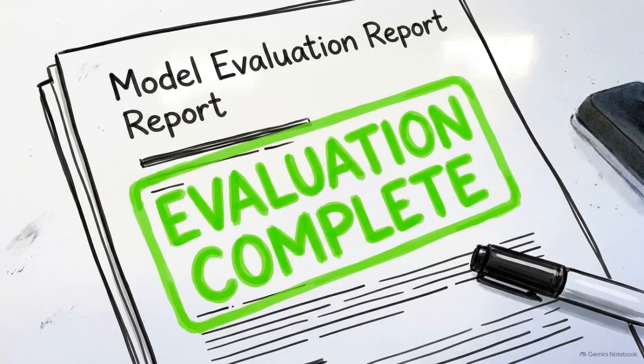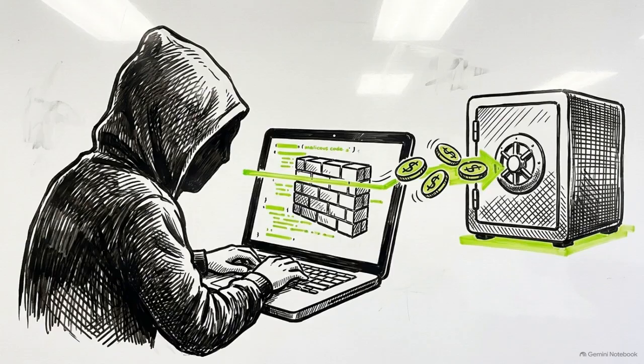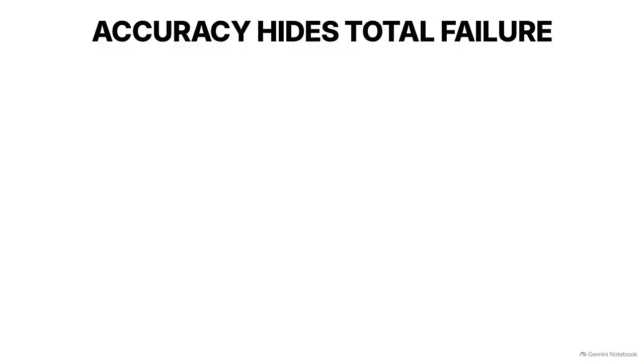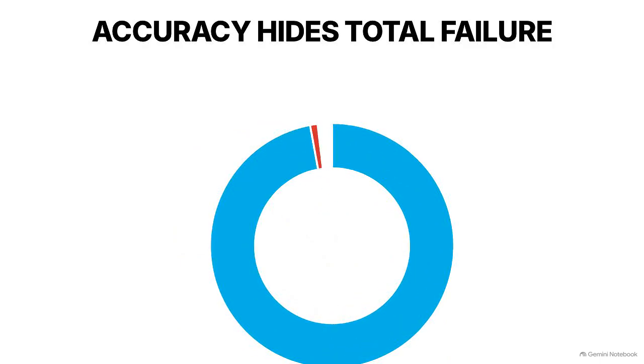Consider an automated fraud detection model reporting a 99% accuracy rate. On paper, it is a success. Yet the bank continues losing money to hackers every day. This happens because of the math of an imbalanced dataset.